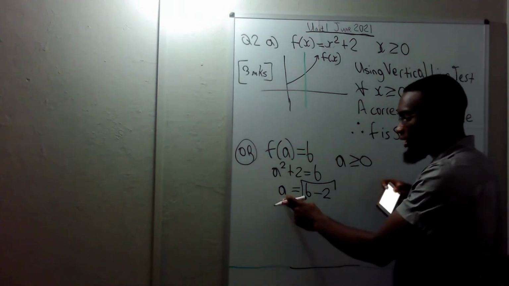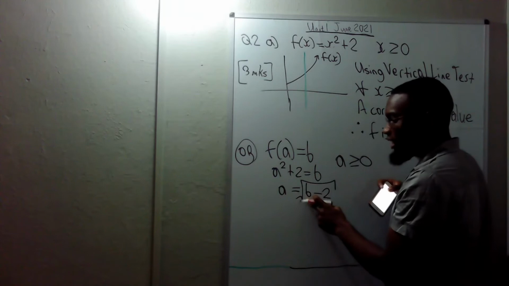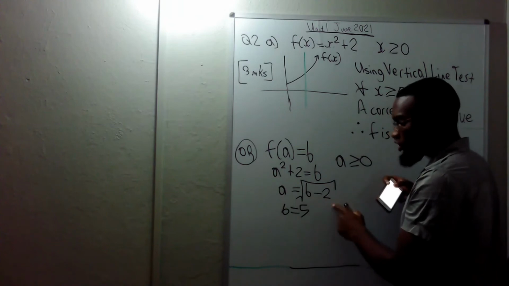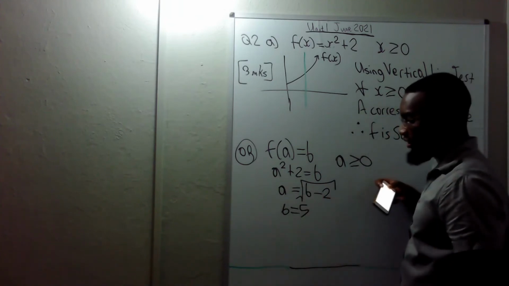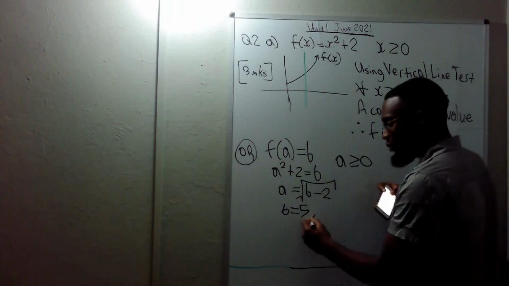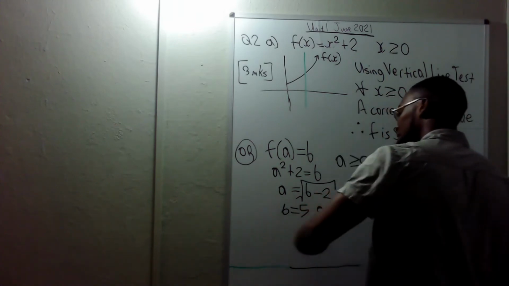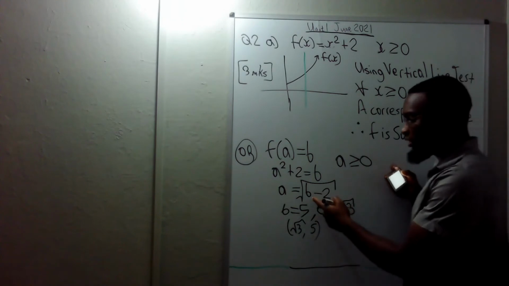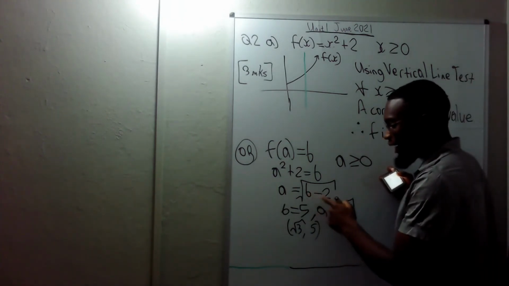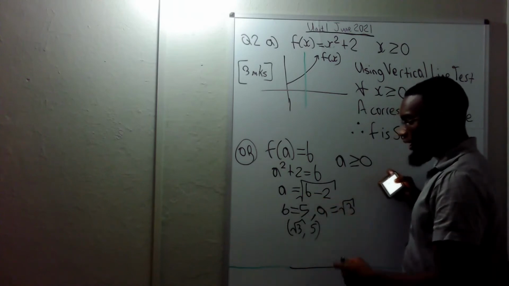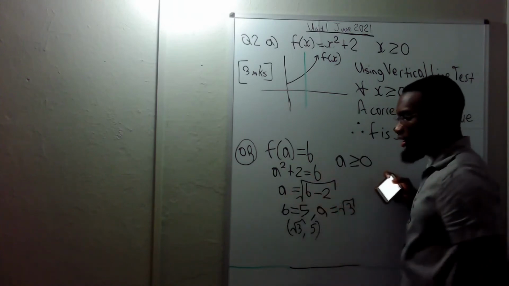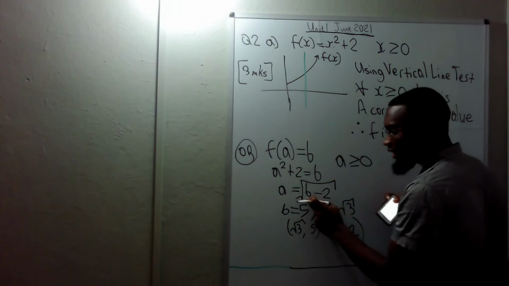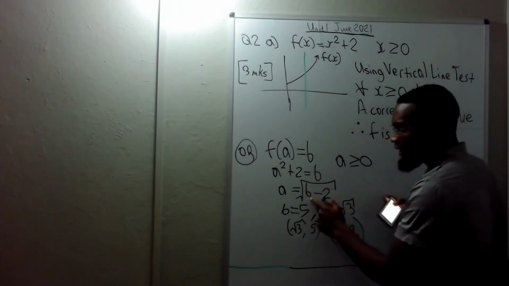So look at this now. If we think about a case where, let's say, b is 5. If b is 5, 5 minus 2 is 3, a would be the square root of 3. That's fine. So when b is 5, we know that a would be root 3. So that means our point is root 3 and 5. Okay, good. Let's talk about when b is 2. When b is 2, 2 minus 2 is 0, and so we have the point 0, 2. That's fine.